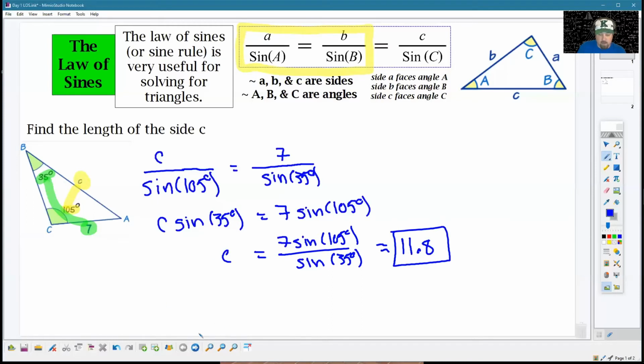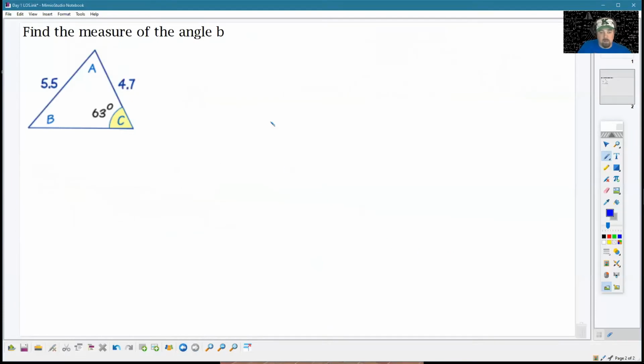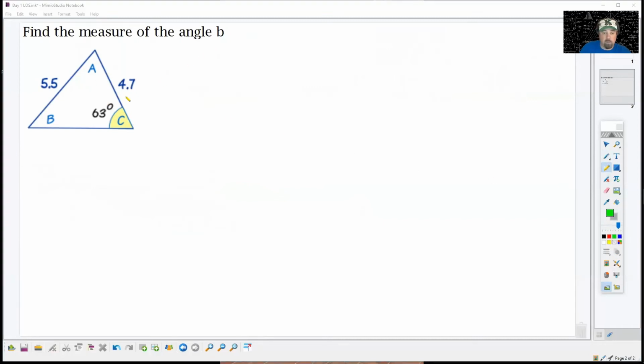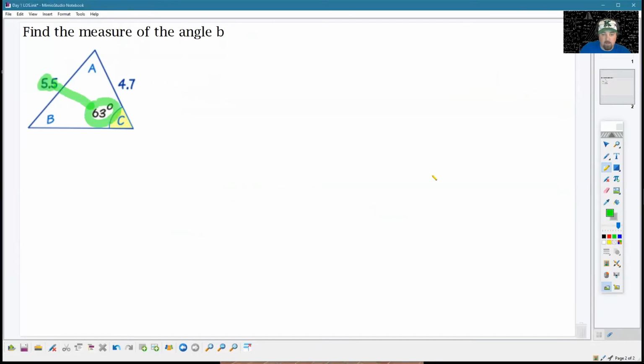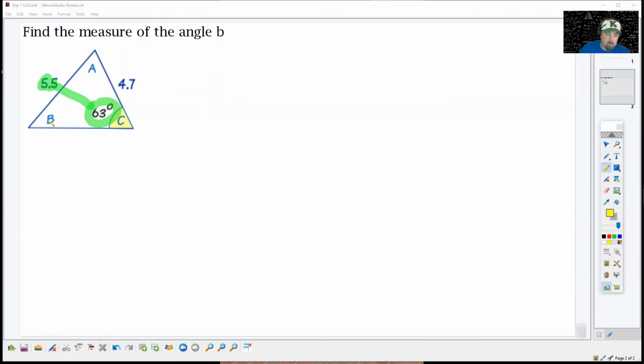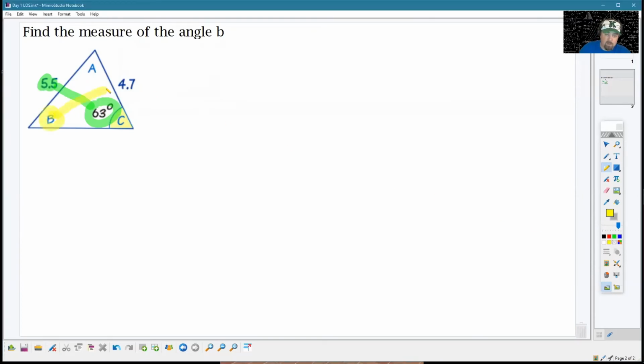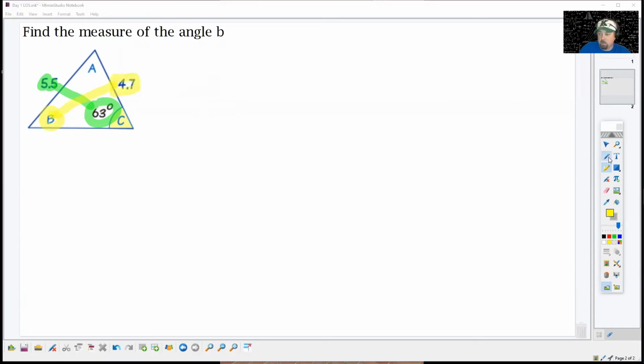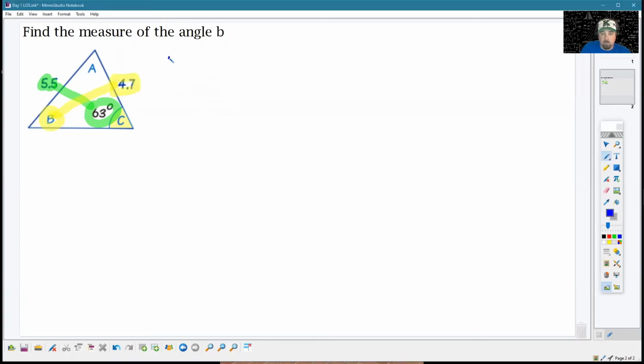Now, we can also solve for angles in this, and that'll lead us into what we'll talk about tomorrow, which is we can run into some issues when we talk about these angles. But for this one, it still starts the same way. So we want to find the measure of angle B. Now, we need to know a side and angle opposite each other. So we know side 5.5, and it's opposite of angle 63. Angle B is down here, and it's opposite the side 4.7. So we can set up our ratio. So this is 4.7 over the sine of B equals 5.5 over the sine of 63.